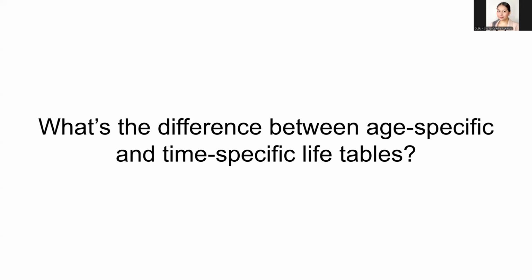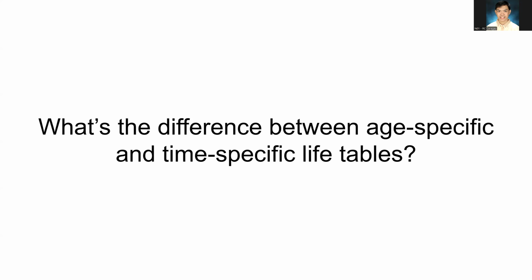And finally, RC, how do you best differentiate age-specific versus time-specific life tables? For me, I guess it's very similar to what my classmates have said previously, in that age-specific follows a group of organisms over time. I'm sorry, the population over time until they're all dead.